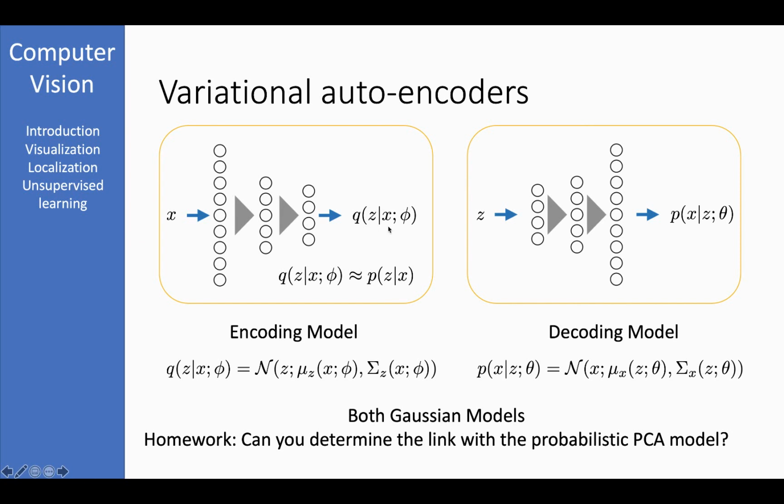And notice that in the encoding model and decoding model, the networks take X and spit out the mean and the covariance for the distribution in the posterior case, and likewise the mean and the covariance for the distribution in the image space.